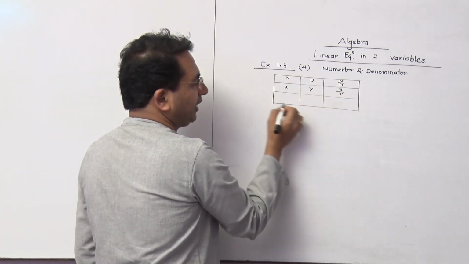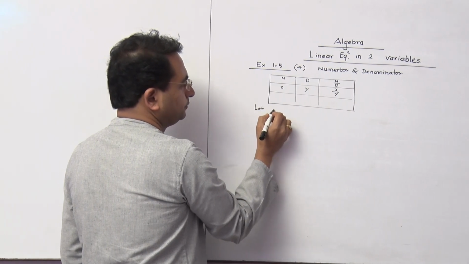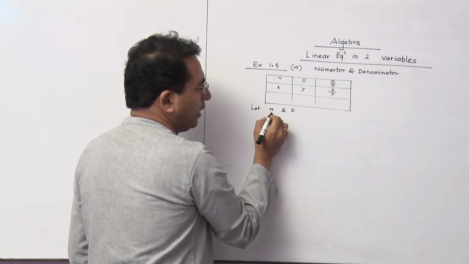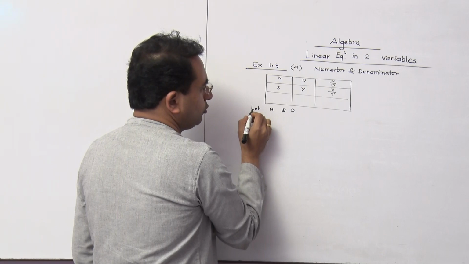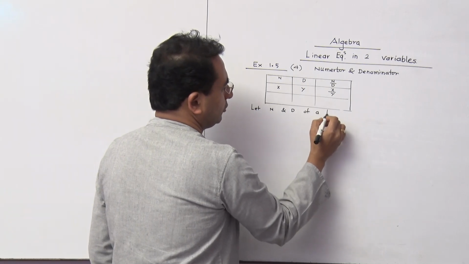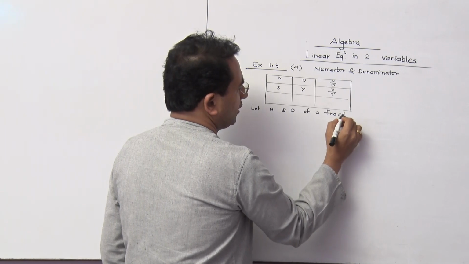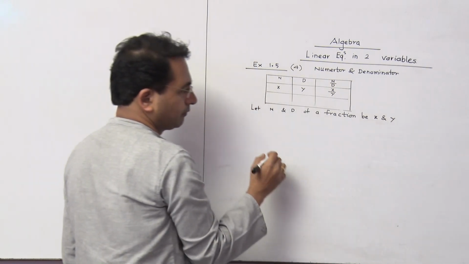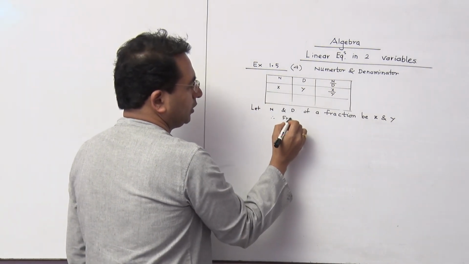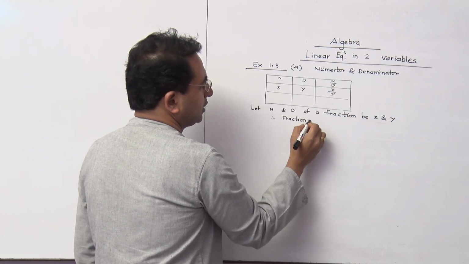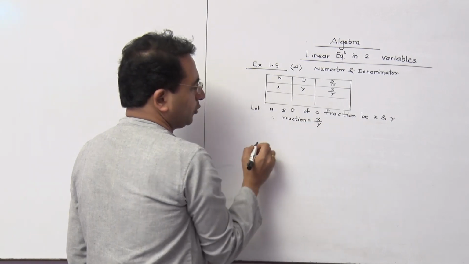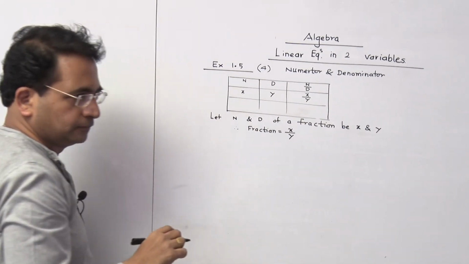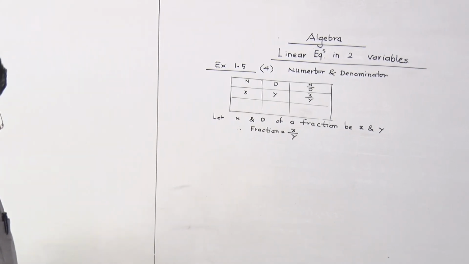So on the basis of the table, what I will write here, let the numerator and denominator, you have to write full word, numerator and denominator of a fraction. Let the numerator and denominator of the fraction be x and y respectively. Therefore, the original fraction is definitely going to be x upon y. That is what we see in the first row here. Now see the condition what they have given.